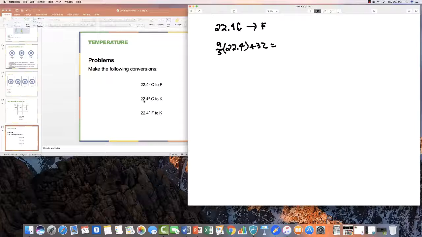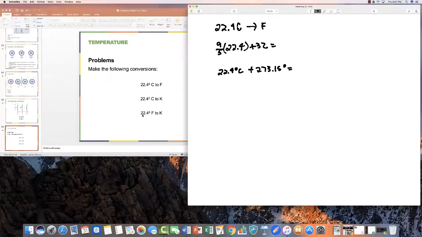The second question here is 22.4 degrees Fahrenheit to Kelvin. Well, 22.4 degrees centigrade to Kelvin. You'll remember that the conversion from centigrade to Kelvin, all you do is add 273.15 degrees. And then you get your answer.